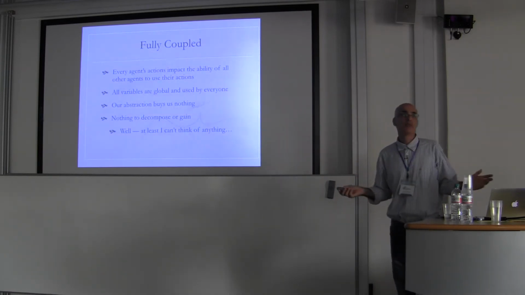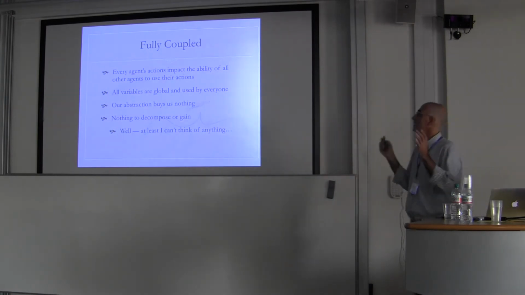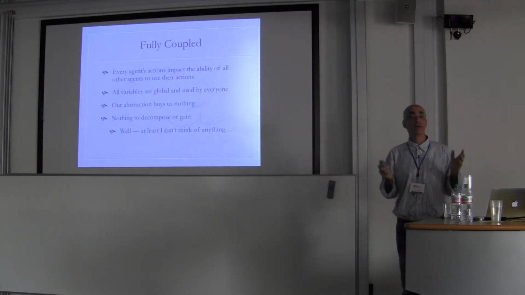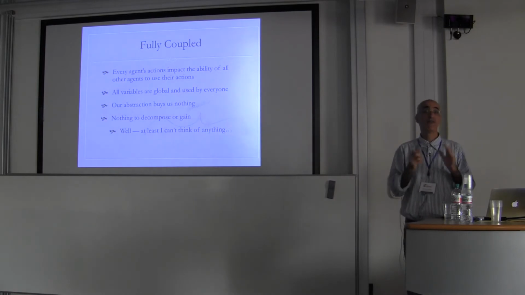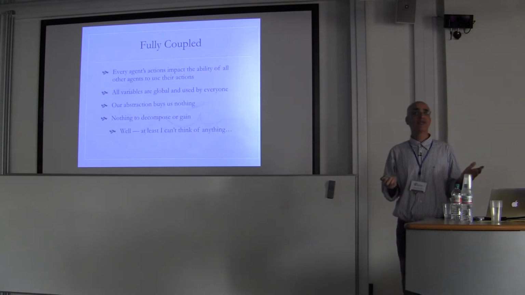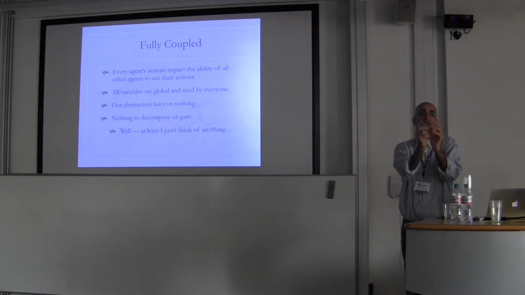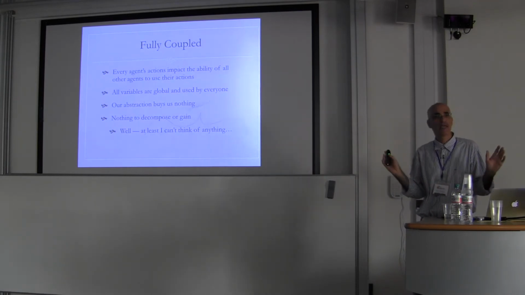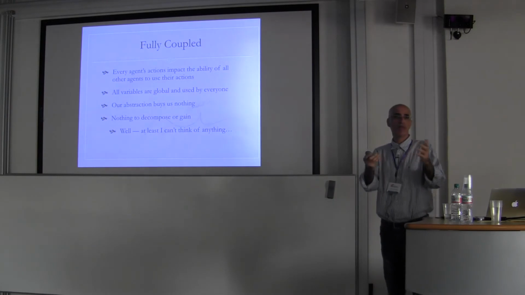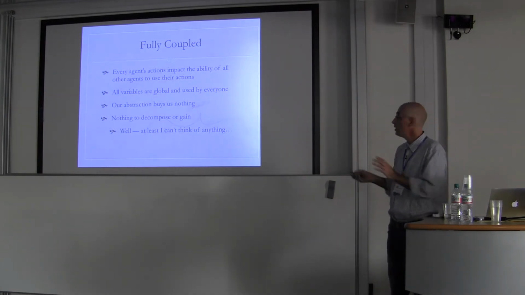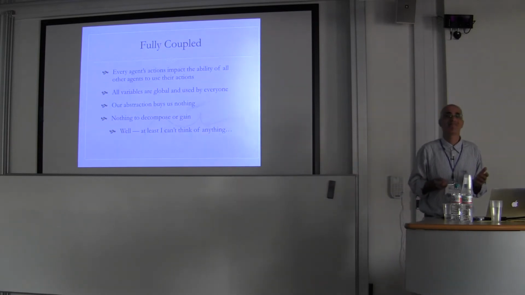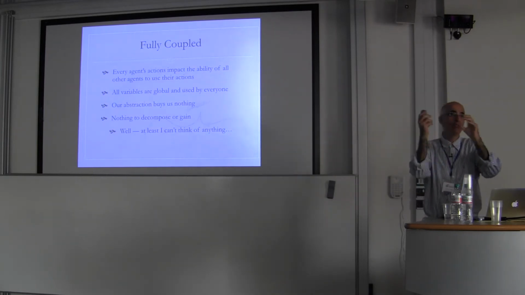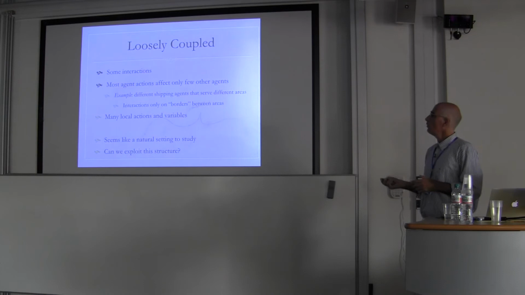The other extreme is a fully coupled system. Okay, every agent action impacts every other agent. It impacts the ability of all other agents to use their actions. So all the variables, all the propositions are global and are used by everyone. And it seems that our abstraction of thinking of different sets of actions as agents is not going to buy us anything. Okay? I have to be careful here. I don't know how to do anything in this case. Maybe one of you will find a way to exploit the situation as well. But right now, it looks like a situation where this abstraction of the system as multiple components is not going to buy anything.